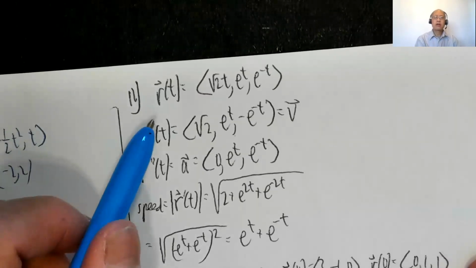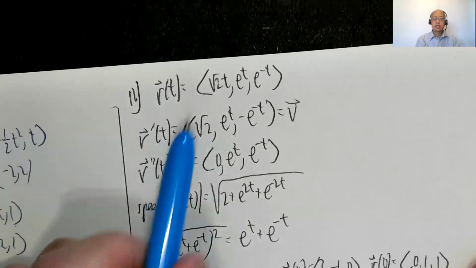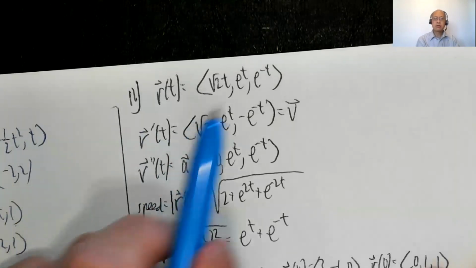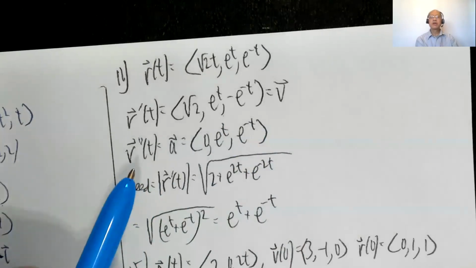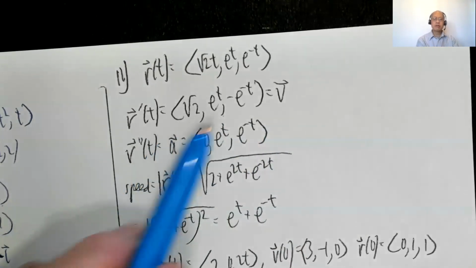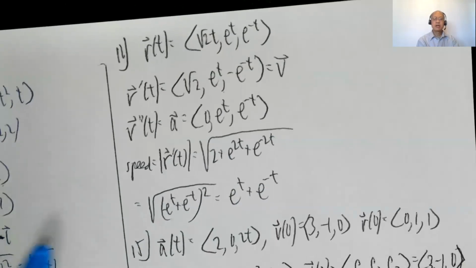Okay, 11. r of t is this stuff. So the derivative means take three derivatives: radical 2, e to the t, negative e to the negative t. So that's a velocity vector. Acceleration vector, second derivative: nothing, e to the t, e to the negative t.